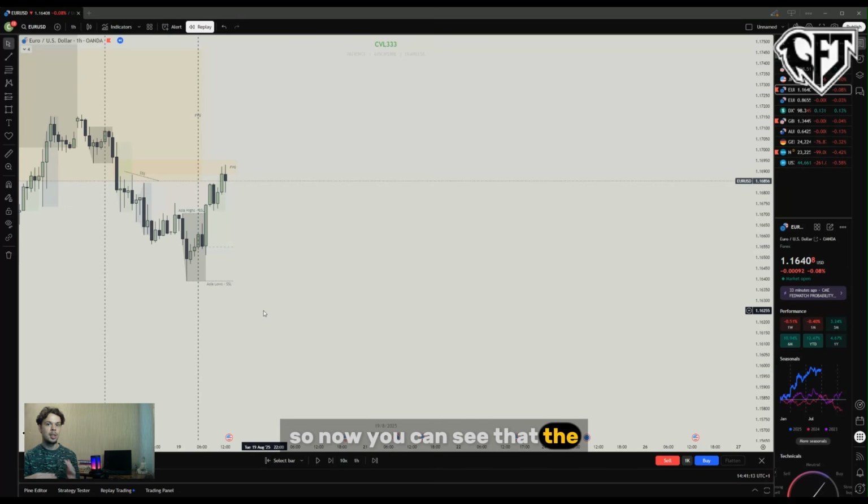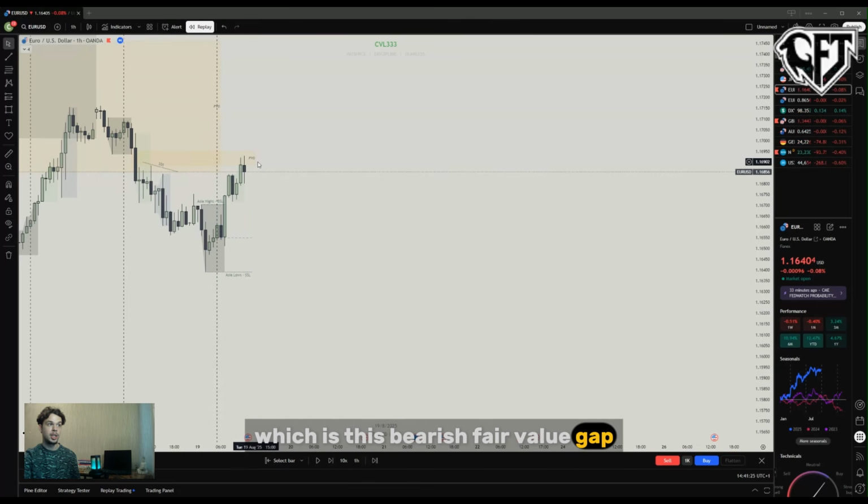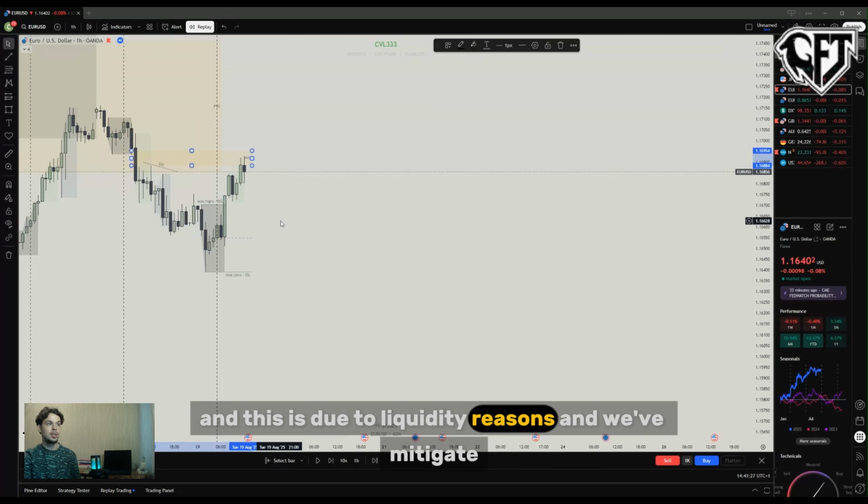So now you can see that this short idea is starting to build, because we already have a target in mind. And we now have a level which we could potentially anticipate price to go short from, which is this bearish fair value gap. And this is due to liquidity reasons.